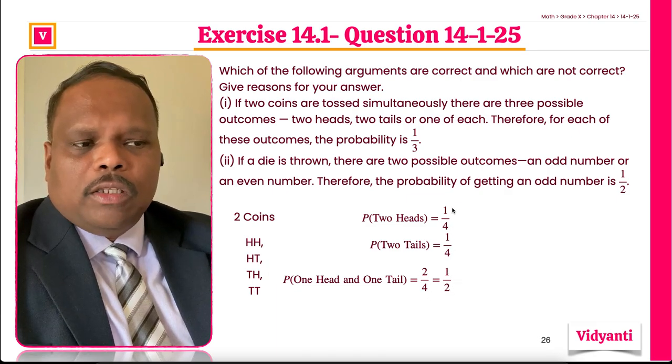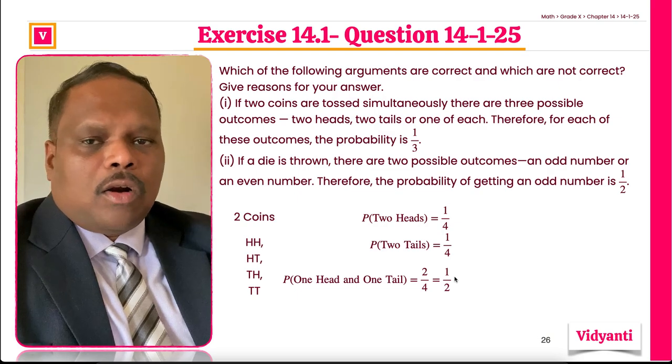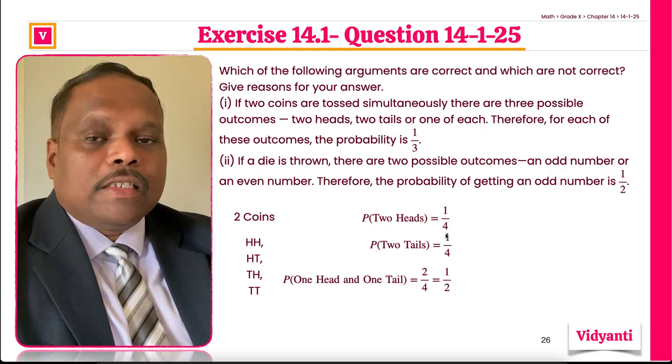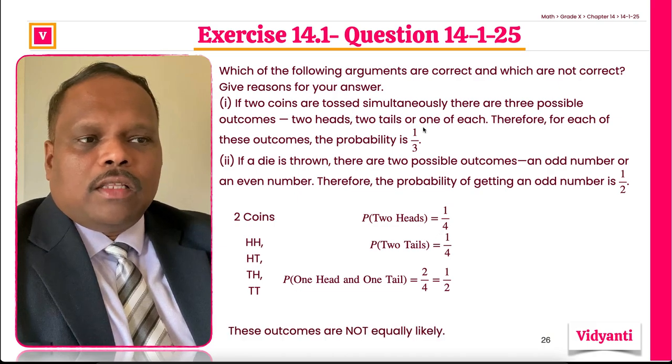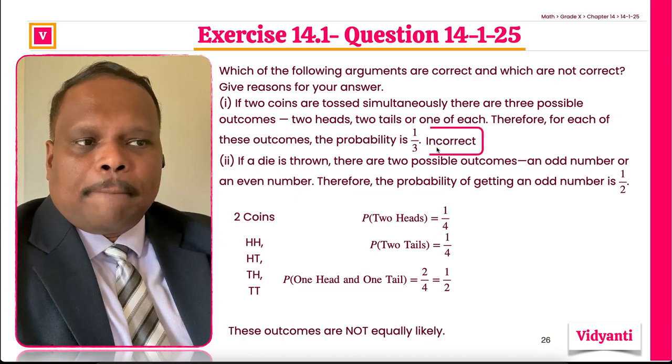So you can see all these three probabilities are not identical. These are not equally likely. They are not the same. So that's why the first statement is incorrect.